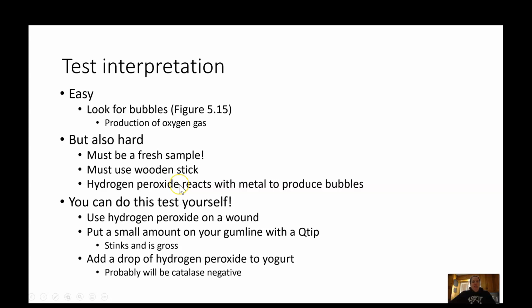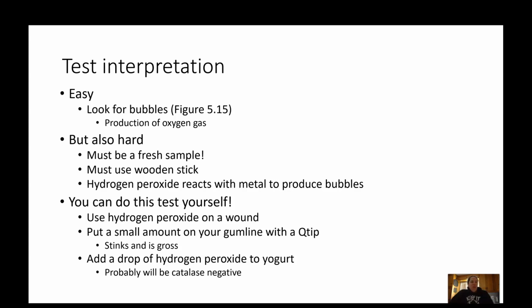The other issue is that you have to use a wooden stick, because the hydrogen peroxide can actually react with the metal in your inoculating loop and create bubbles on its own. And that would be interpreted as a false positive. So this is one of the few tests that you could actually do yourself if you wanted to. If you have a wound, you could put hydrogen peroxide on the wound and you will see bubbles. So that's the catalase. It's probably actually from your own body. We produce catalase as an enzyme, so you would see catalase activity in the formation of bubbles there.